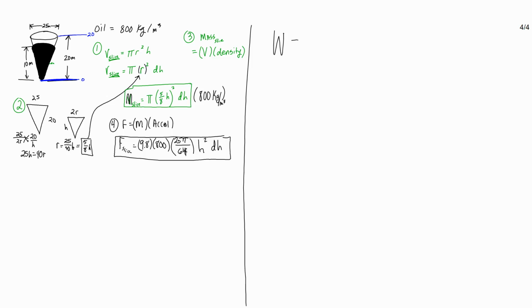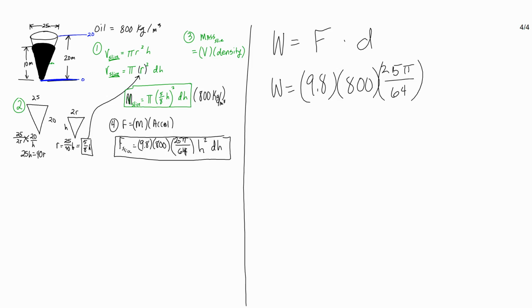work is equal to force times distance, or displacement, whatever. Okay, we have the force right here. So work is equal to 9.8 times 800 times 25 pi over 64 times h squared dh. That's work.